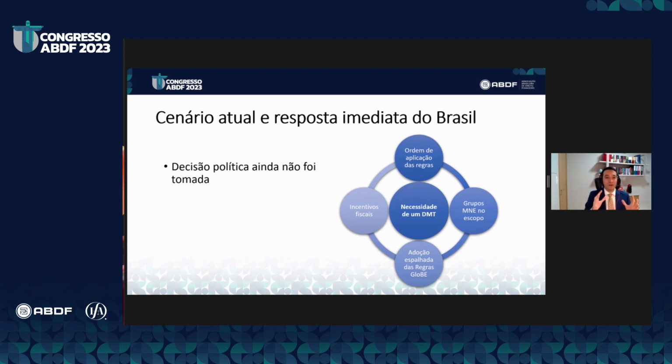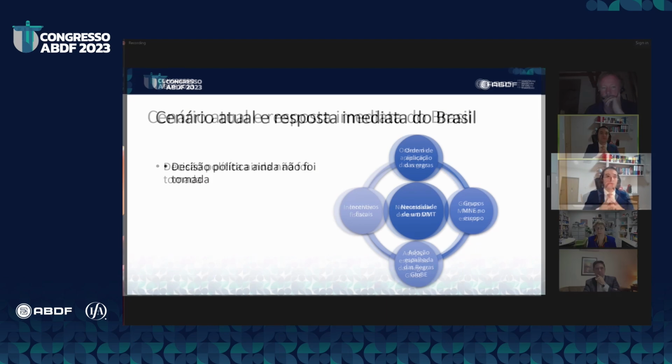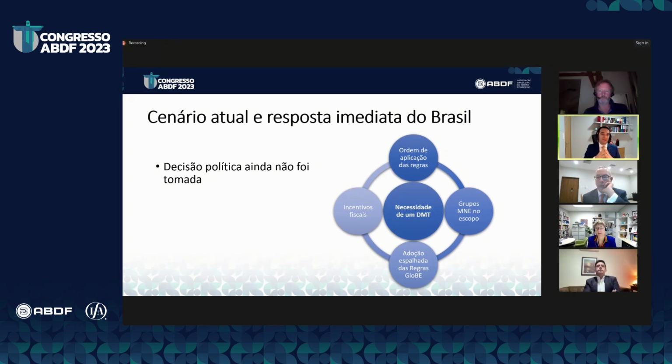Preciso implementar um IIR ou um UTPR? Essa avaliação é um pouco mais complexa, porque eu tenho que analisar a resposta, a implementação que as outras jurisdições estão fazendo, porque elas podem exercer a prioridade via QDMTT. E também os dados que nós temos não conseguem nos dar uma resposta tão precisa quanto a situação do Domestic Minimum Tax, né?